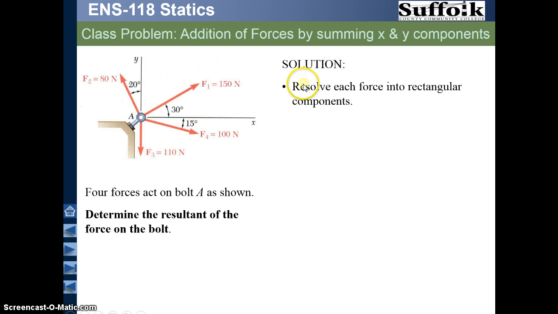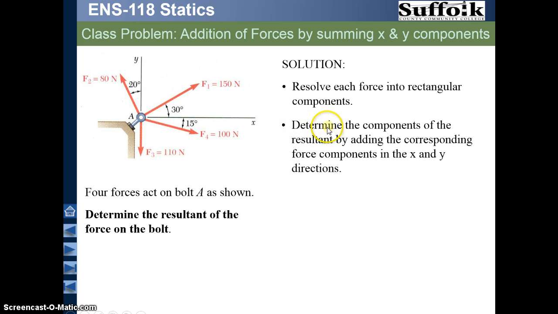To solve for this, the first thing we want to do is resolve each one of these forces, F1, F2, F3, F4, into their rectangular components. And when I say rectangular components, each one of these forces here, for example, this 80 Newton force at F2, has an individual Y component force and an individual X component force. And so do all the other forces.